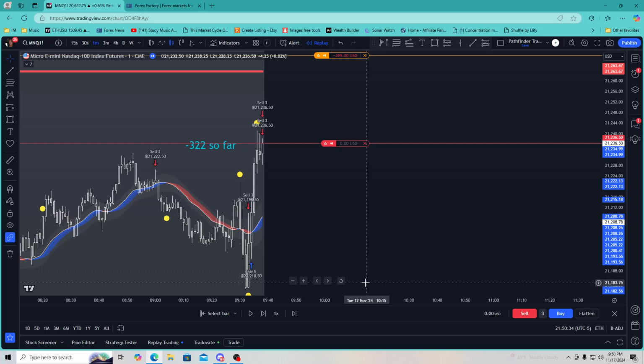you can see it's pretty close. But now I have 12 contracts in the market. If price continues down, I'll make money. Okay? So let's go break even. If not, I make nothing. So price comes up, hits a stop loss, and you can see here what happens after that. Price continues down. That is the risk you take if you trade that way.